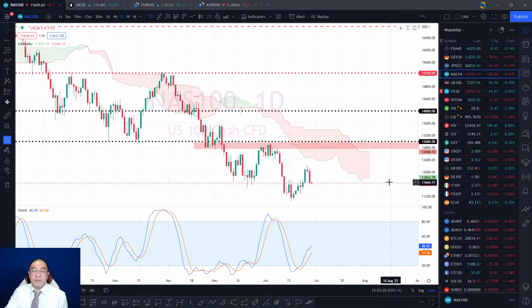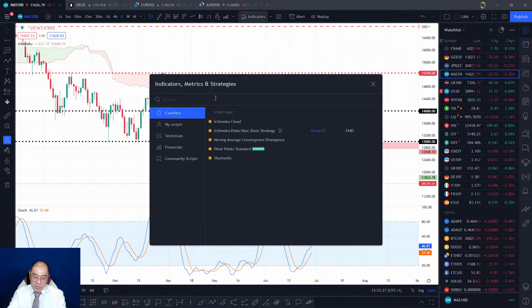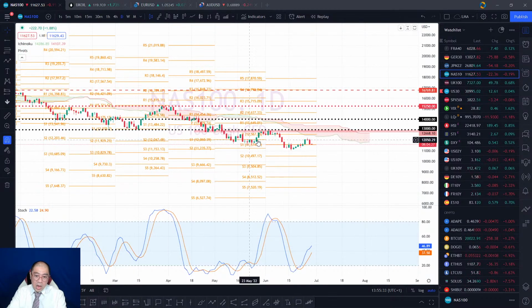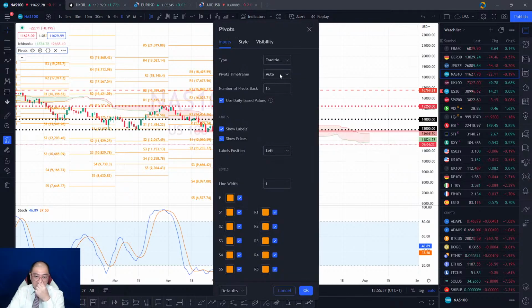Okay, so for those that are wanting to use pivots, but you're looking at the daily time frame, you can actually use. By the way, there was a question on what pivot I use on TradingView. It is actually pivot point standard. Okay, if you're looking at pivot on the daily, you want to have a weekly pivot.